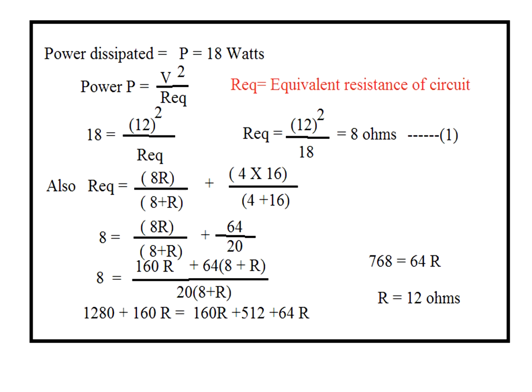Understand properly. So, 18 equals 12 square divided by R equivalent. R equivalent means total resistance of the circuit. Hence, this total resistance or R equivalent we are getting as 8 ohms. We can call this equation number 1.